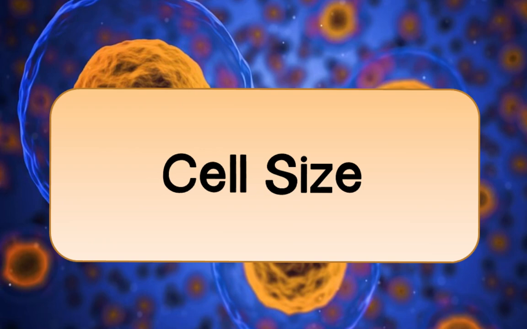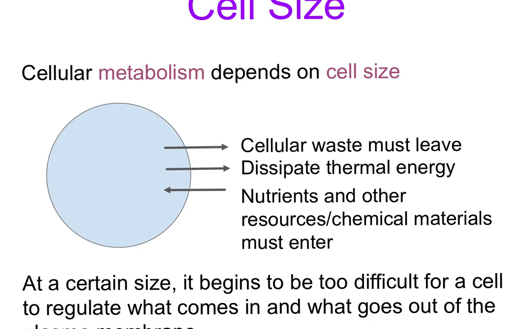Topic 3, cell size. How a cell metabolizes and functions and its efficiency will depend on its size. Cellular waste leaves, and of course, thermal energy dissipates out of the cell membrane. And inside of the cell membrane, they take on nutrients and other resources. So, chemical materials must enter through the cell membrane.